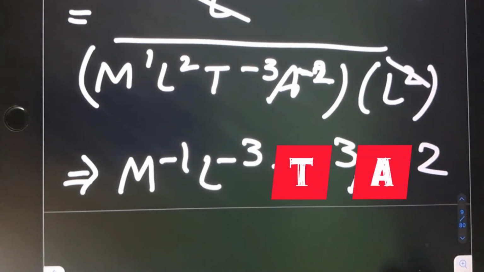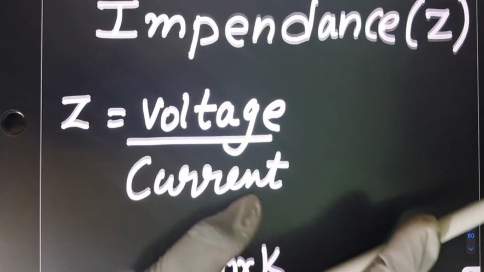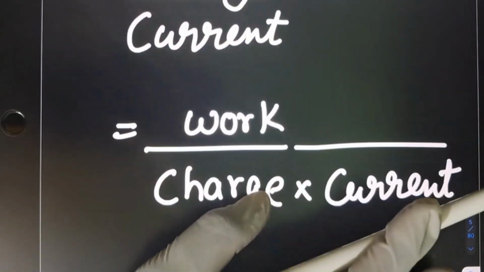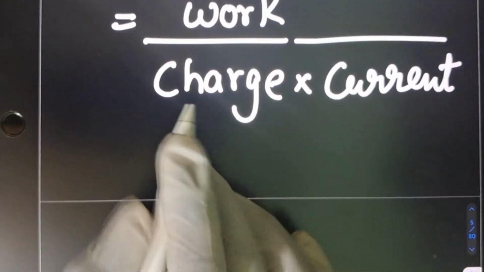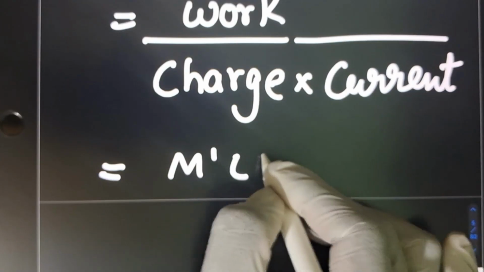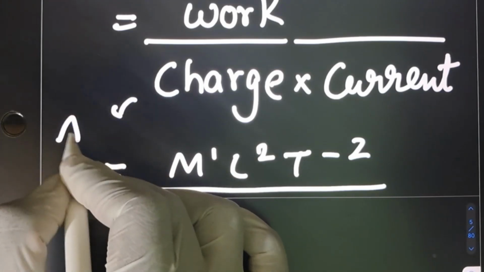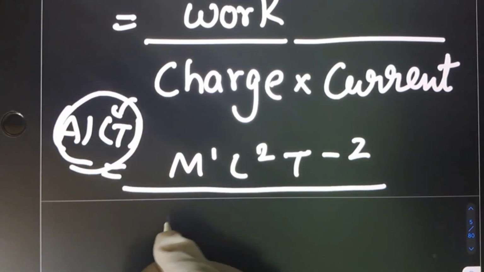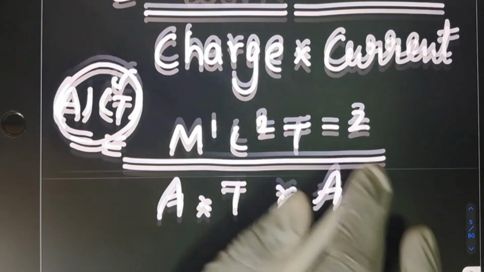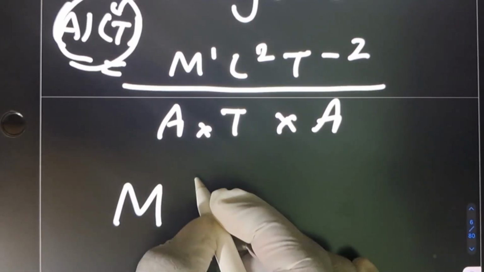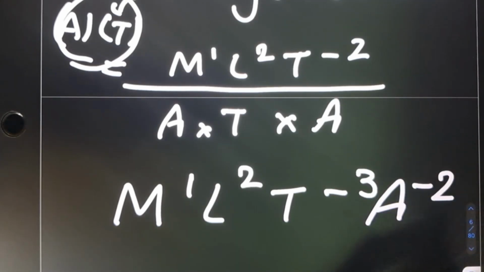A power plus 2. To find the dimensional formula of impedance denoted by the letter Z, we know that Z is equal to voltage by current. Voltage is equal to work by charge. So work by charge into current. The dimensional formula of work is M power 1, L power 2, T power minus 2, where charge is given by current into time, A into T. And again here current means A. We get M power 1, L power 2, T power minus 3, A power minus 2. This is the dimensional formula.